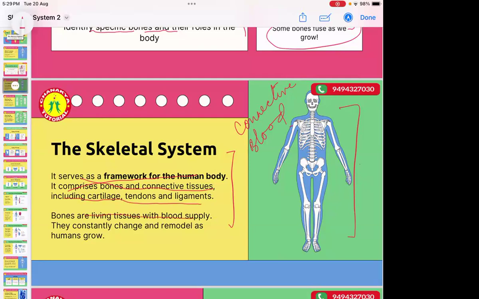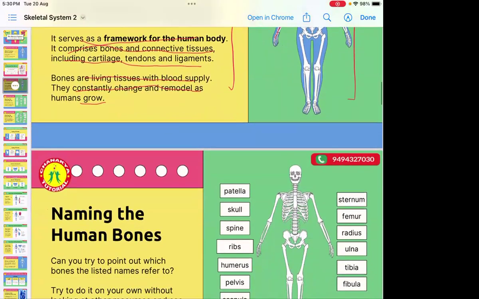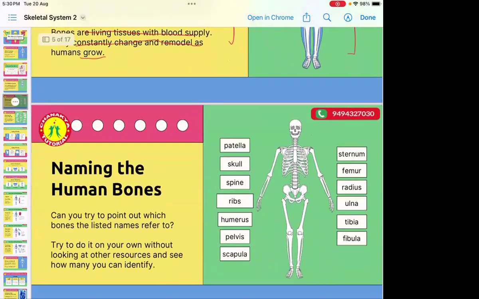Bones are living tissues with blood supply. So in our bones also, what do we have? The blood will be supplied. They constantly change and remodel as humans grow. You might have seen in yourself also, right? Before, your skin or maybe your hand was thin, but as you are growing, your weight is increasing, your structure is also changing. So that is how constant changes happen in the skeletal system.